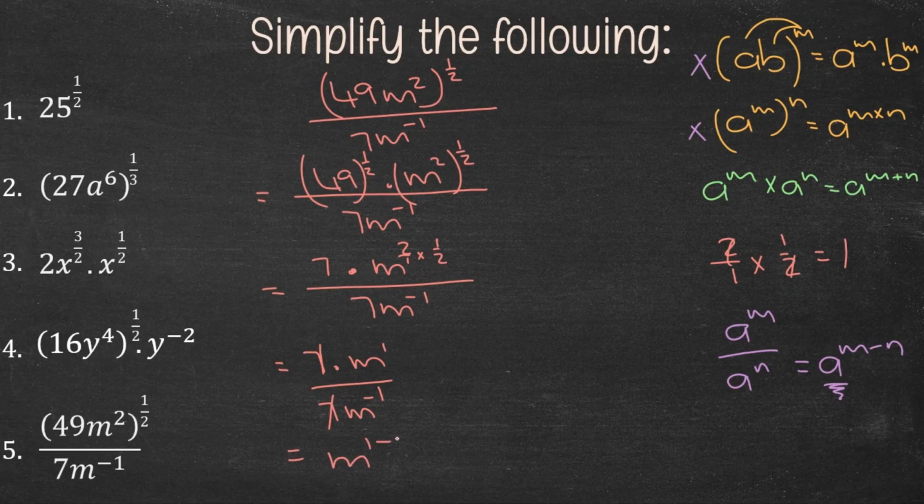1 minus negative 1. Okay, and to do that, 1 minus negative 1 becomes 1 plus 1, because a negative times a negative equals positive. Okay, so that leaves us with m squared as the answer.